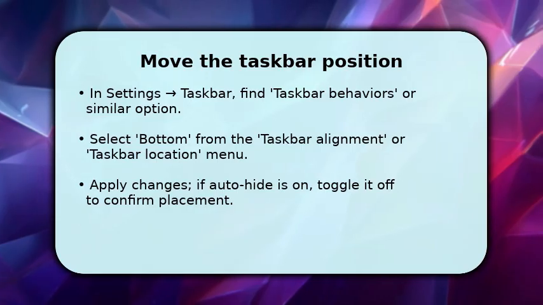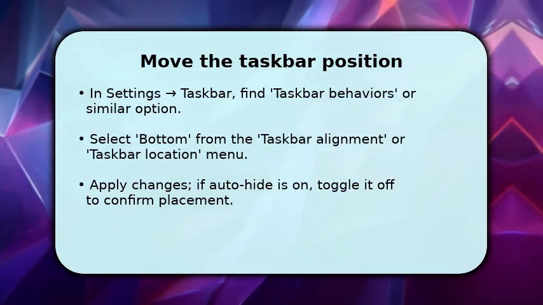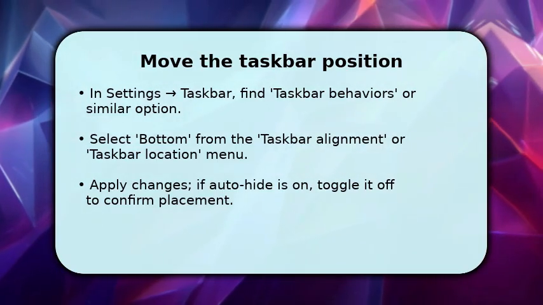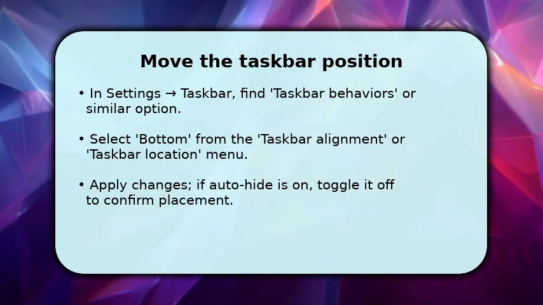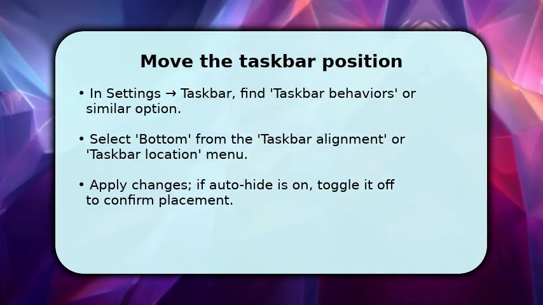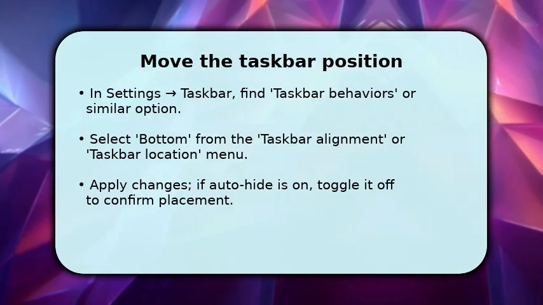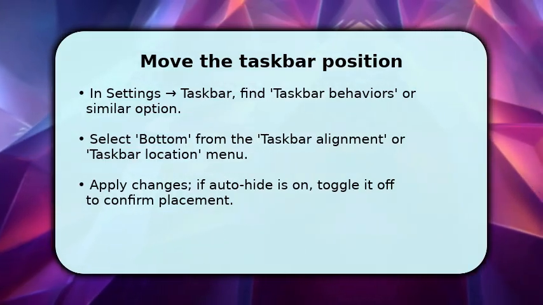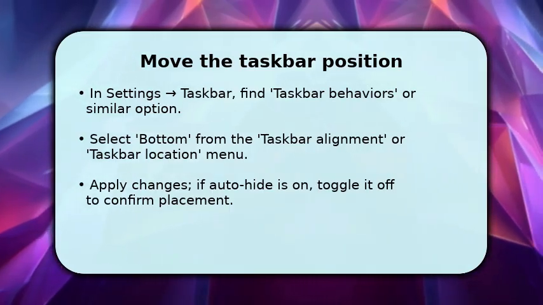You choose bottom from the Alignment or Location dropdown so the bar sits at the lower edge of the screen. Make sure to turn off Auto Hide temporarily so you can verify placement, because hidden taskbars may mask successful moves. If you use multiple monitors, set Primary Display first, and then repeat or enable Show Taskbar on all displays as needed so the bottom placement is consistent.